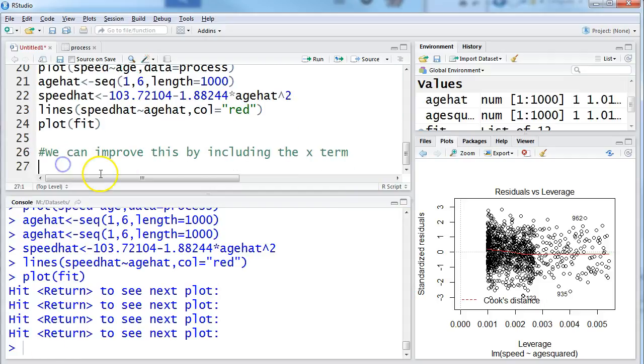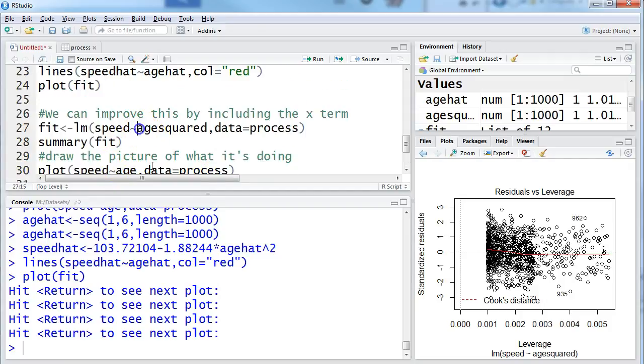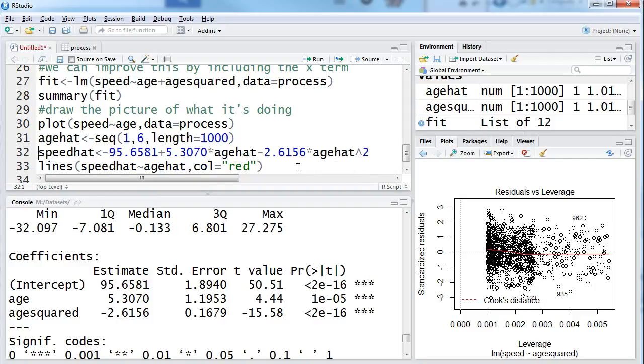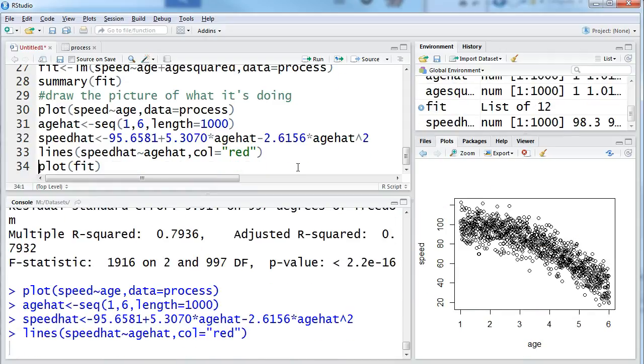but if we include that X term, we're actually going to improve it. So I'm going to steal what we had before, and here where I have age squared, I'm going to also include age. And you'll notice in the summary, I now have age and age squared. So if I want to draw what it's doing, I still use the same ages, but this prediction equation is now going to change. It's 95.6581, 5.3070 times age hat, because we're using hats to say this is something we've predicted, and that negative 2 times age hat squared.